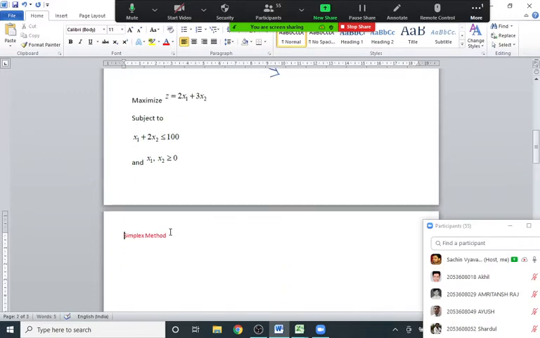I have taken this problem again here because I want to tell you what things you have to do for the simplex method.